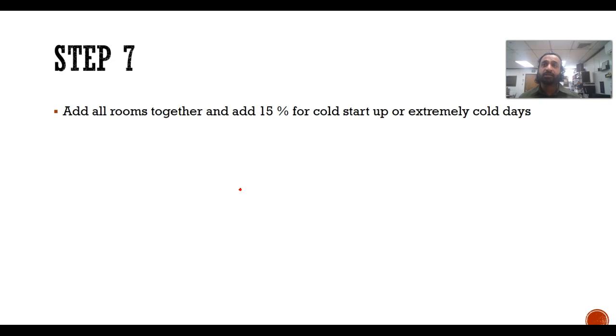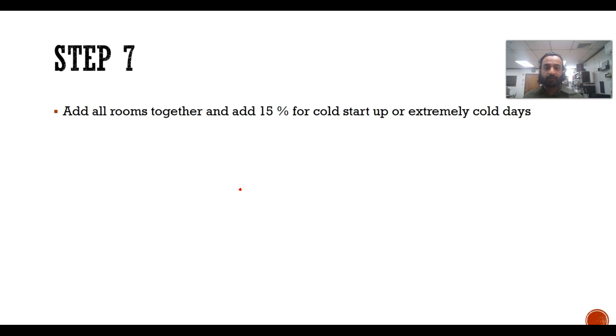Step 7, the last step, is once you add all the heat loss for all the rooms and the bathrooms, you add another 15% for cold startup and extremely cold days. If you have a day that's completely above average, you can make up for that. And also, if you want to heat the house not to keep it at 70, but to heat it from, for example, 40 to 70, you will need to add 15%. If you notice, we calculated the BTU per hour to maintain the heat, not to go from startup. So that kind of sums it up.